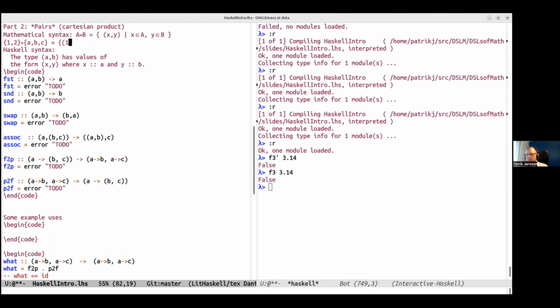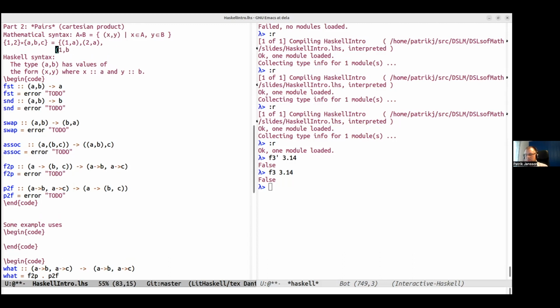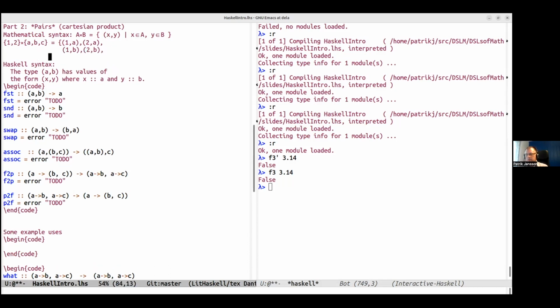1A, 2A, and 1B. Maybe if I line them up, it's easy to see the pattern. 1B, 2B, 1C, and 2C. So 2 times 3 values becomes 6 values. So that's why it's called product. So the product of sets, the cardinality of the product is the product of the cardinalities. The number of elements is multiplied.